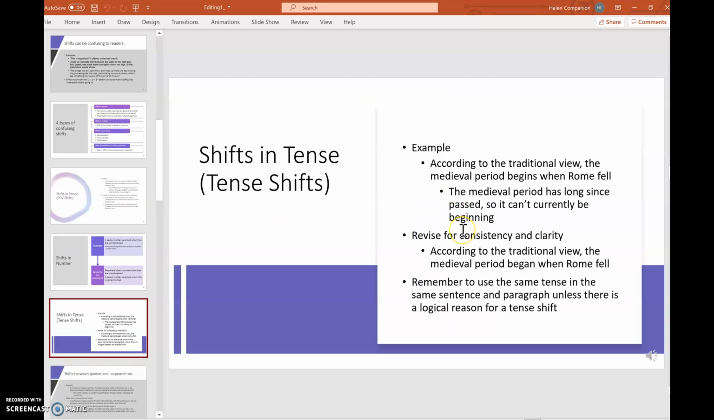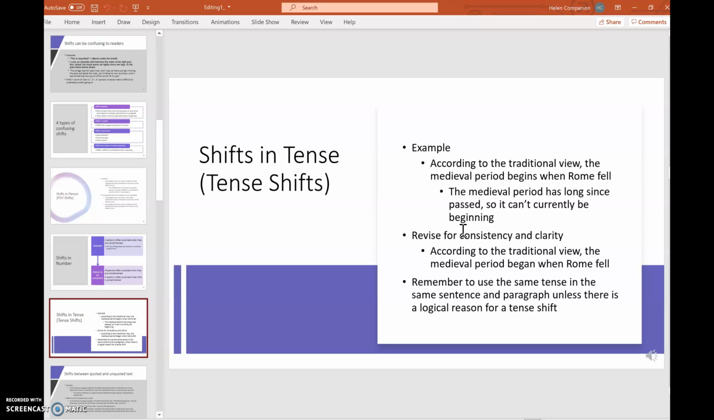Shifts in tense. Another example: according to the traditional view, the medieval period begins when Rome fell. Well, that doesn't really make a lot of sense because the medieval period has long since passed, so it can't currently be beginning right now. So you revise for consistency and clarity: according to the traditional view, the medieval period began when Rome fell.